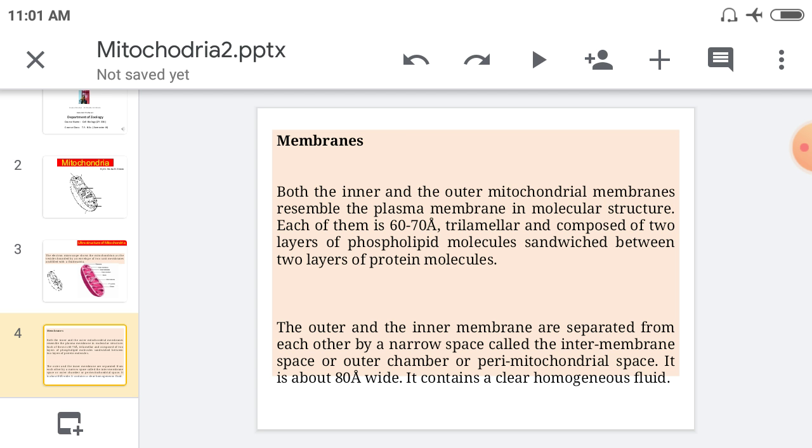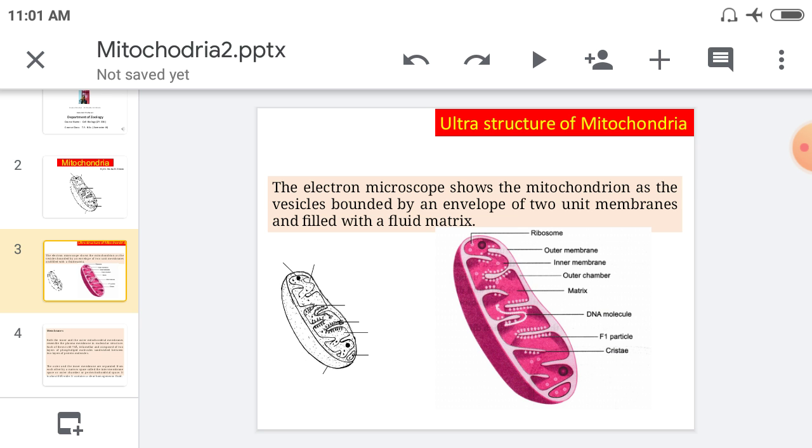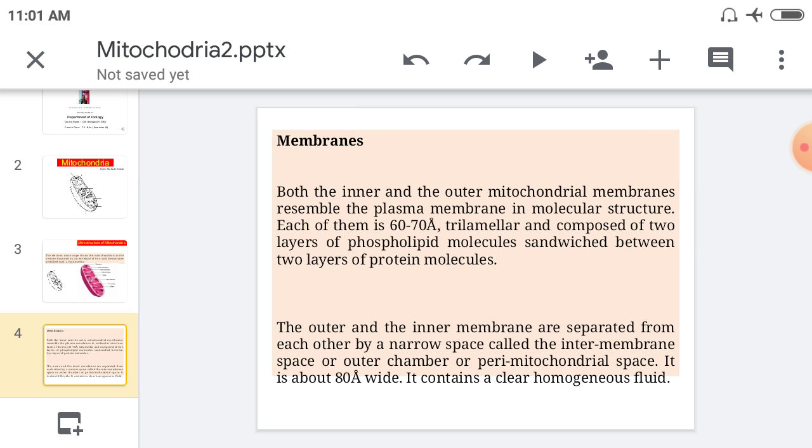The outer and inner membranes are separated from each other by a narrow space, and this narrow space is called the intermembrane space, or the outer chamber, or perimitochondrial space. It means this intermembrane space is here, you can see that the inner and outer membranes are present, and here the outer chamber is present, the space between these two layers, that is the outer and inner membrane.